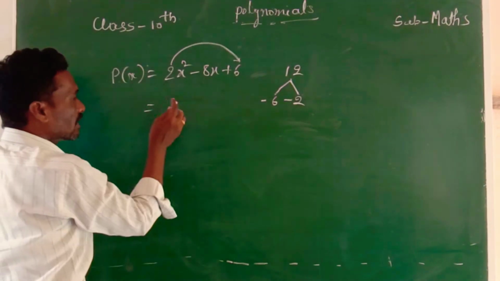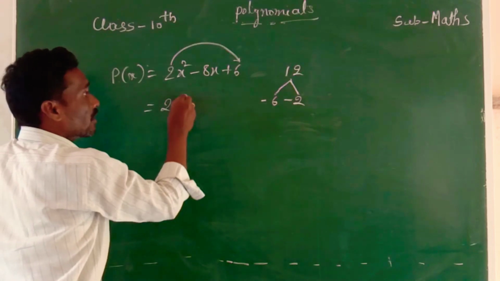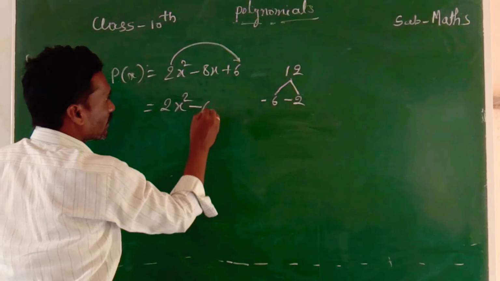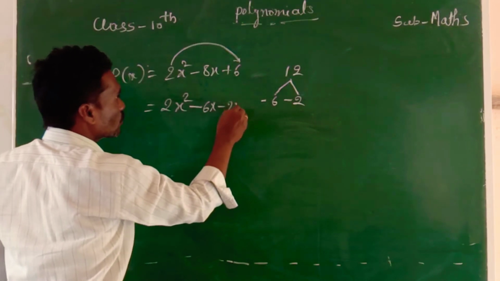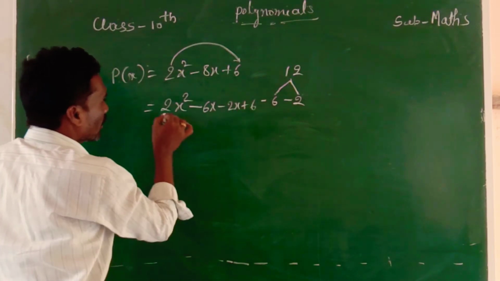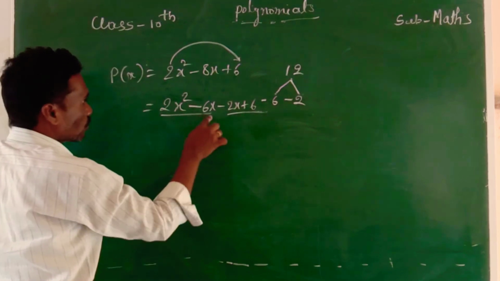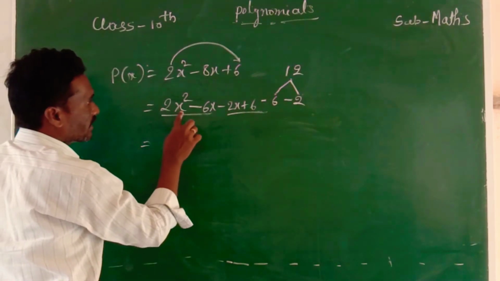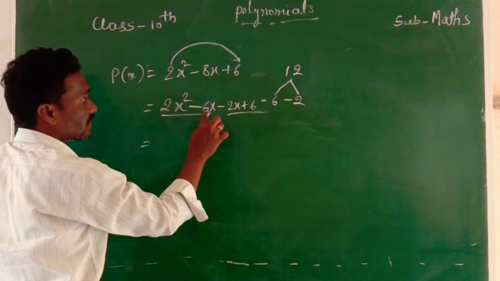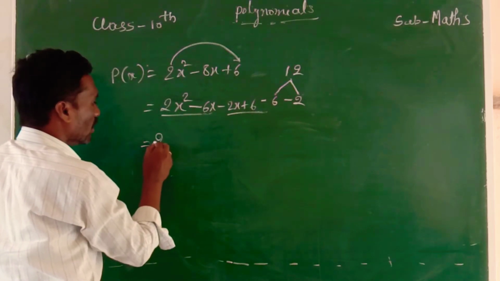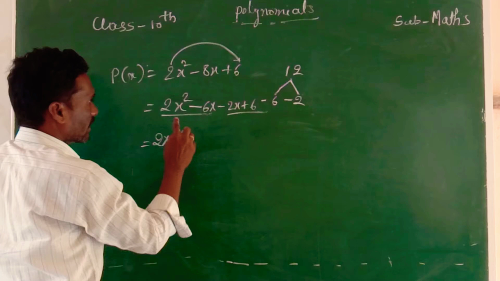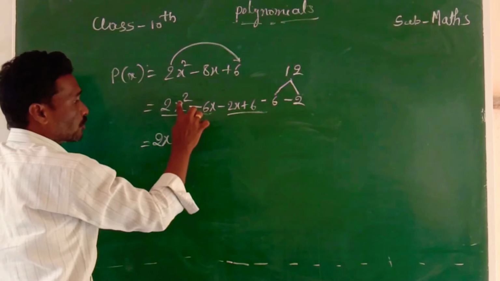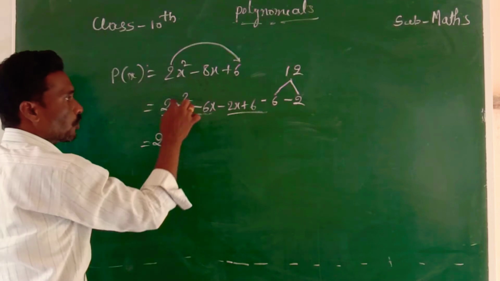By splitting the middle term, I am going to find the zeros of the polynomial. I will write 2x squared minus 6x minus 2x plus 6. Now make two groups, and take out what is common. 2 and x are common, and here also 2 threes are 6, so 2 and x are common outside. If I take 2x outside, x square leaves x, so only x remains.